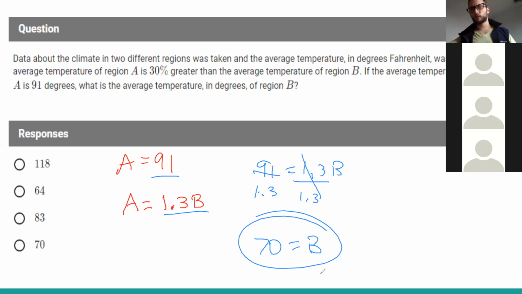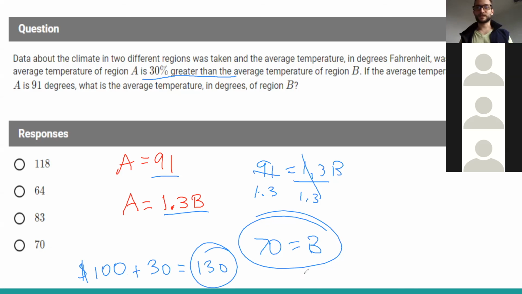I had a question: why is it 1.3? It's because they said 30% greater. Let's make an example. If I have $100 and you have 30% more money than me, I would take 100 times 30%, which is 30. So you have $30 more than me, so that would be 130. That's the same thing as taking 100 and multiplying it by 1.3.